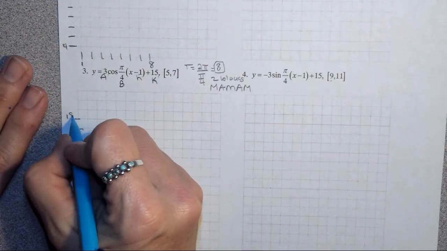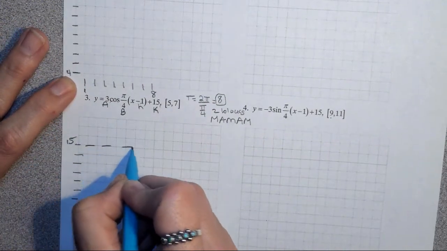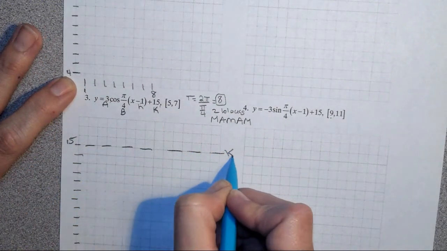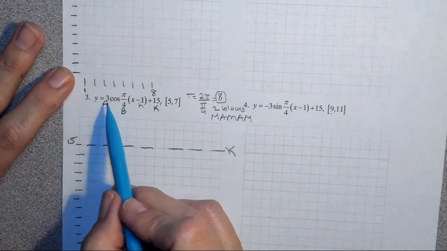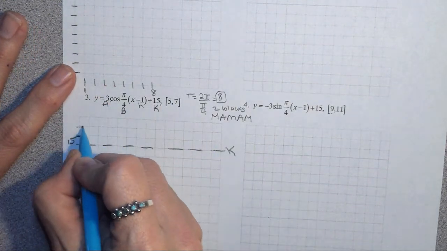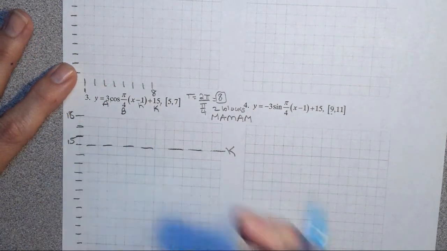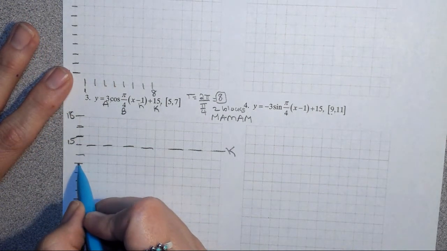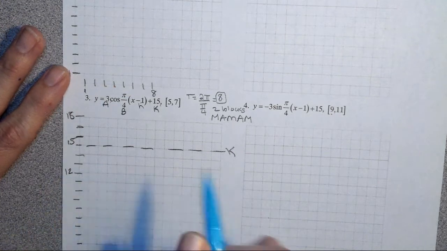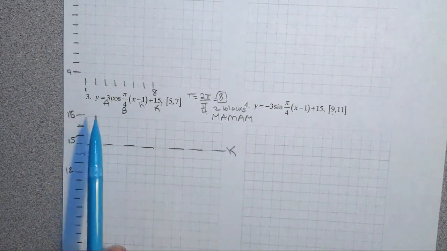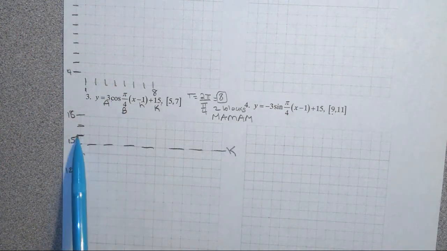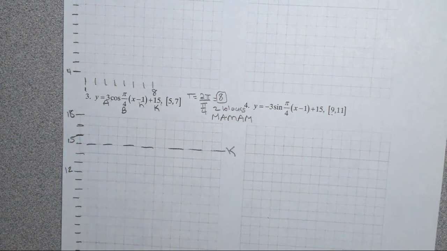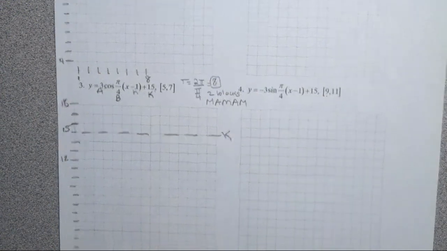Remember I told you to label your axis of wave. So make sure you label that. I know because my amplitude is 3, I need to be 3 above it. This is my maximum 18, I need to label that. I also need to go 3 below, so 14, 13, 12, and that's my minimum. So you have your axis of wave. Because my amplitude is 3, I went 3 above it and 3 below it. Now we're going to graph the x-axis.